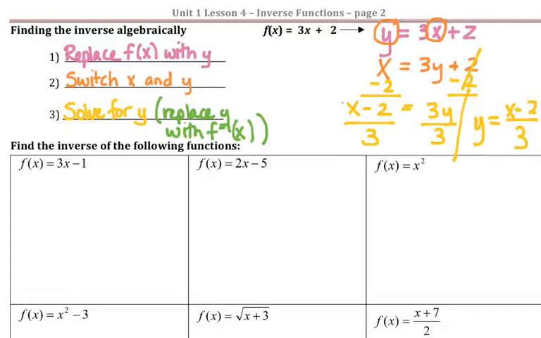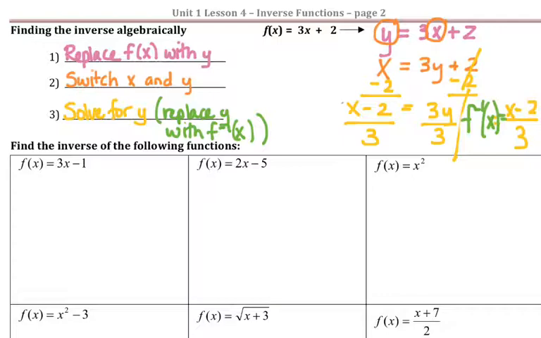Now, the last thing, which didn't really have a step for it, but we do need to change it back to function notation. So what we do is replace this y with an f inverse of x. So just trade out so that we have the proper notation, and we're done.